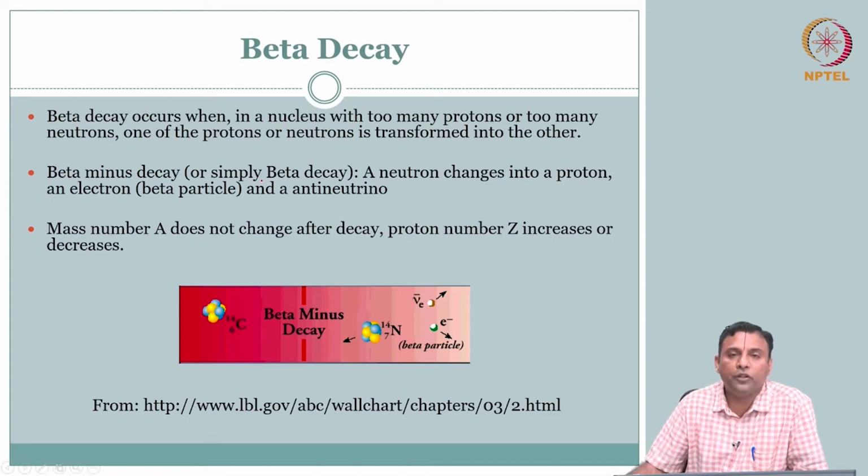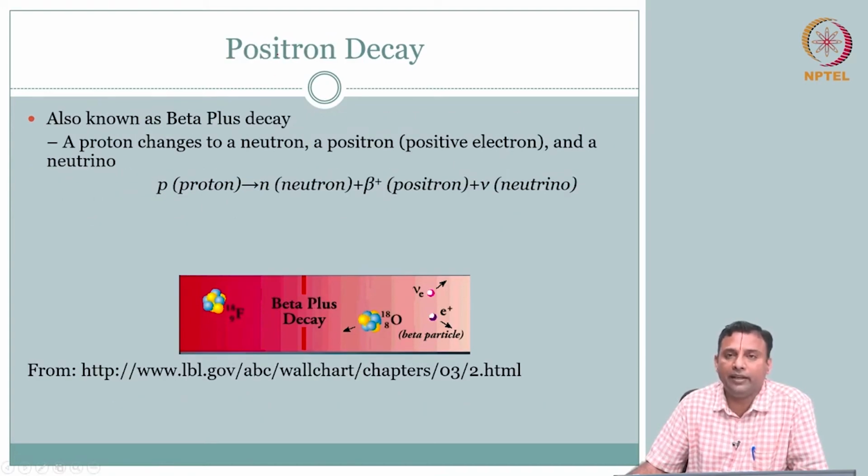What we are going to use is another type of beta decay, which is also known as beta plus decay. What is beta plus decay? Here a proton changes to a neutron, and it gives out a positron. What is a positron? Neutron, proton, electron we saw. A positron is a positively charged particle with the mass of an electron. So you can think about it as a positively charged electron, and a neutrino.